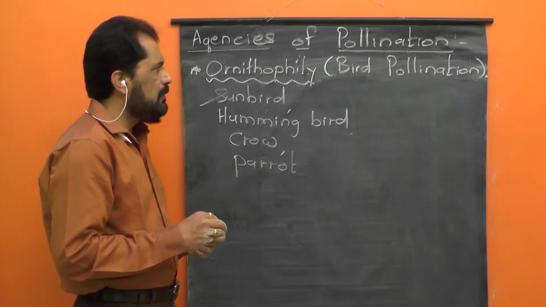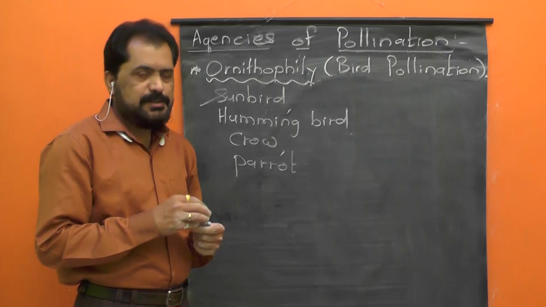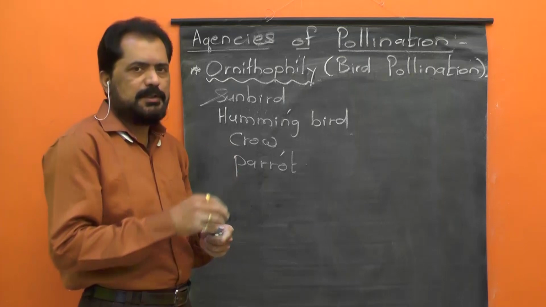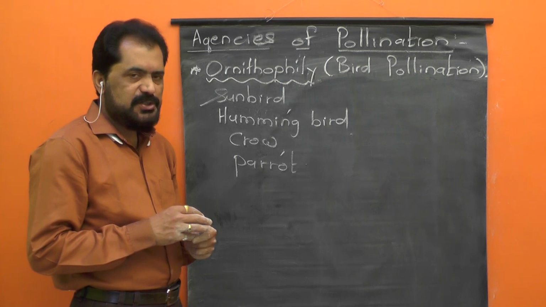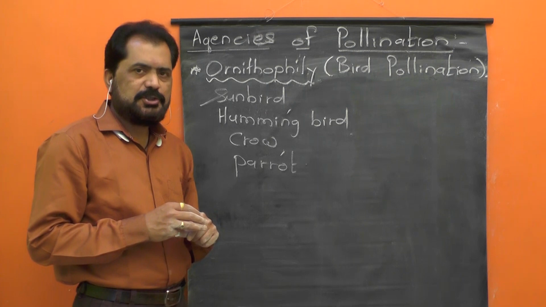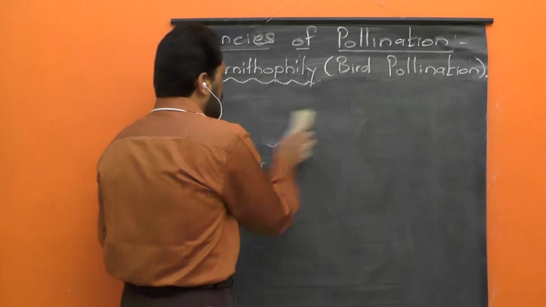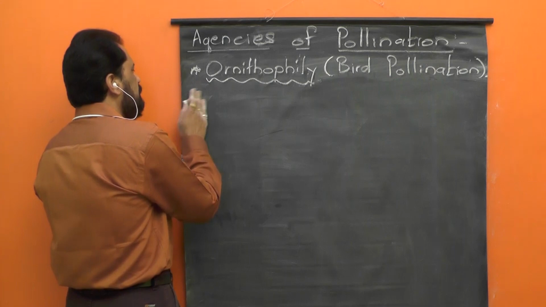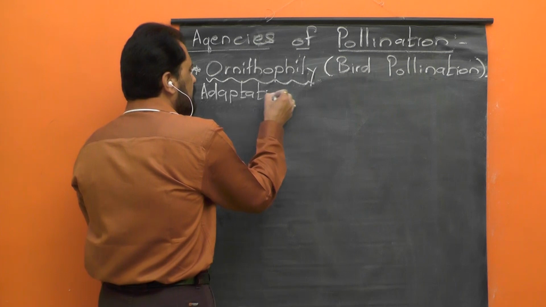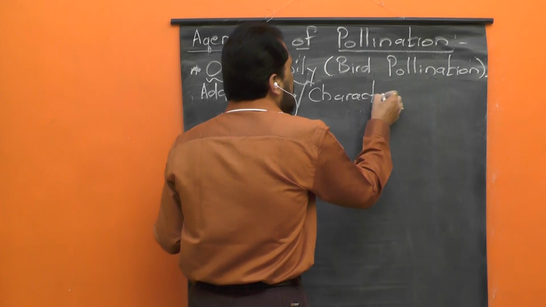And the flowers in which pollination is carried out by means of birds are known as ornithophilous flowers. Ornithophilous flowers. Ja flowers madhe ornithophili diste. Ja flowers madhe pollination he birds cha madatine ghadun anle jato. Asha flowers la ornithophilous flowers mantar. So we have to study the special characters shown by such flowers. Adaptations, or we can say the characters shown by ornithophilous flowers.